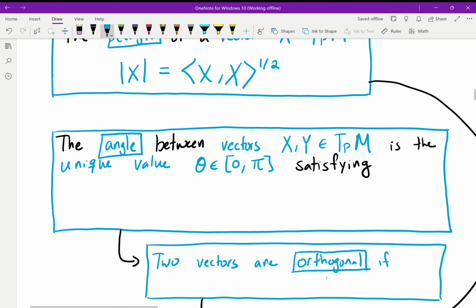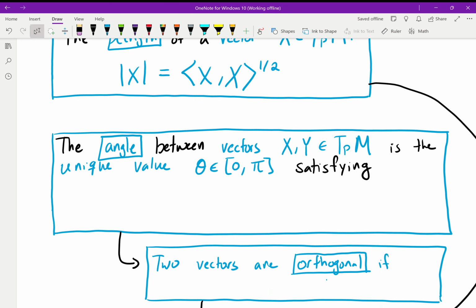Likewise, we can define the angle between vectors to be the unique value of theta between 0 and pi satisfying the equation cosine of theta is equal to the inner product of x and y divided by the length of x times the length of y.